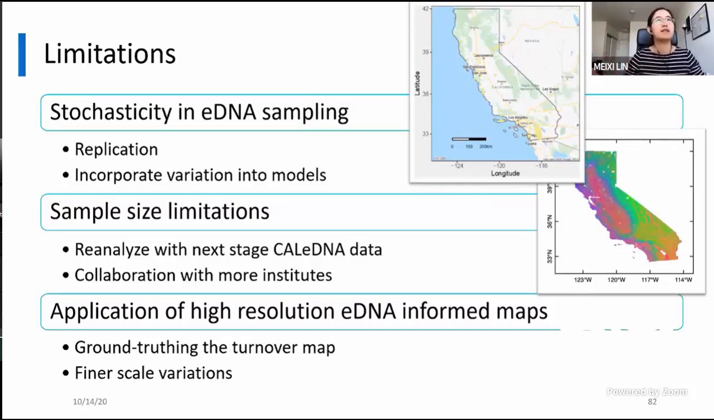The 300 sites that we have included here is a good amount of sites, but still there's limitation of the sample size. So we are planning to reanalyze the data with the next stage of CALeDNA efforts. We are also trying to think about ways to ground truth the turnover maps that we achieved and try to actually apply the eDNA informed map for conservation management as well.